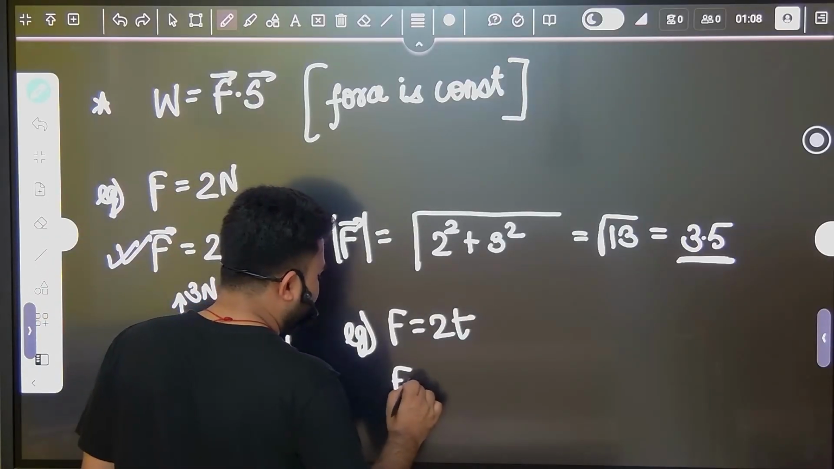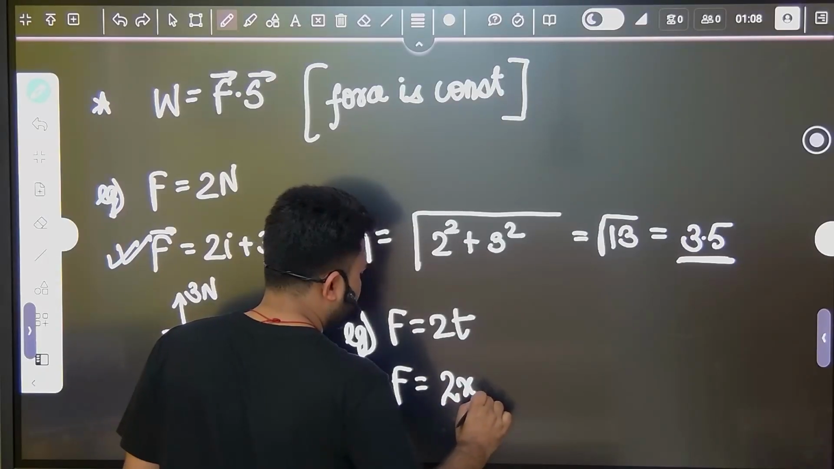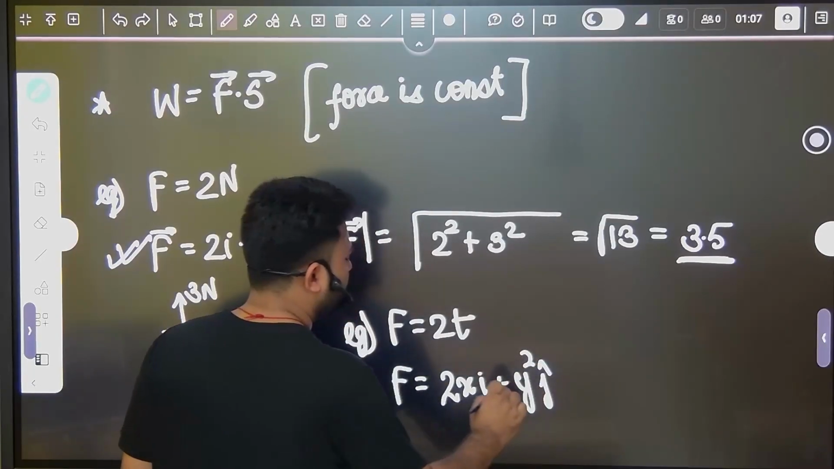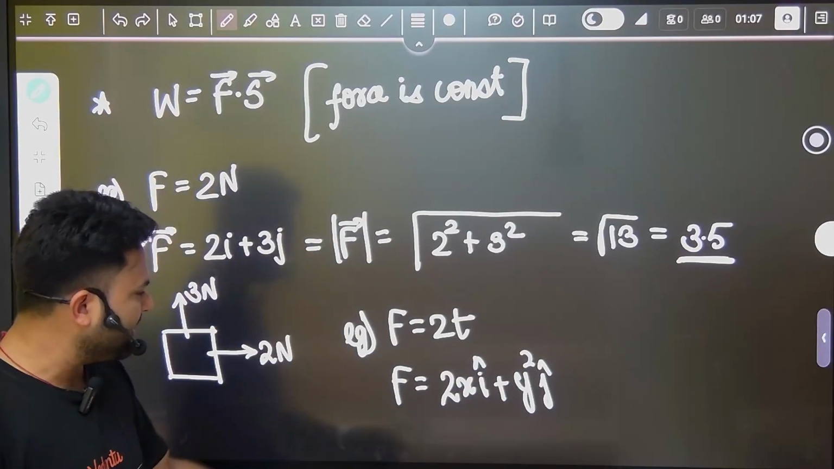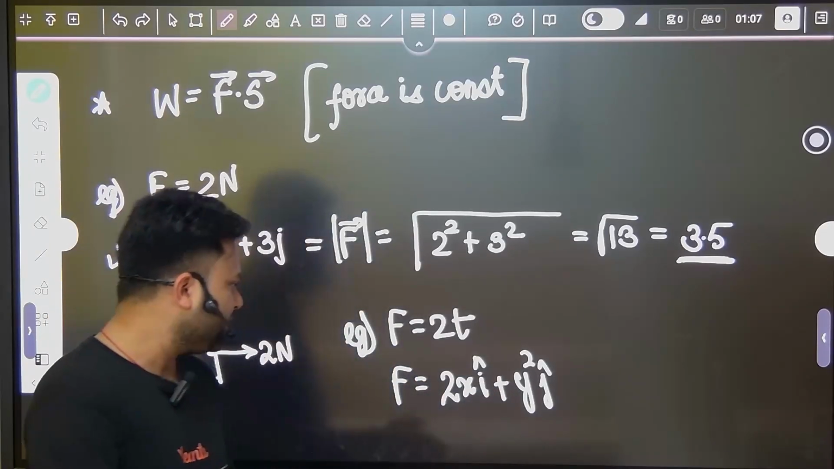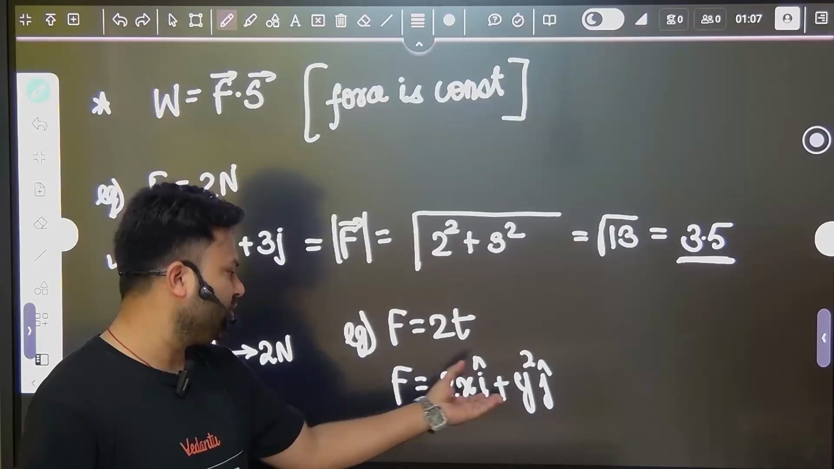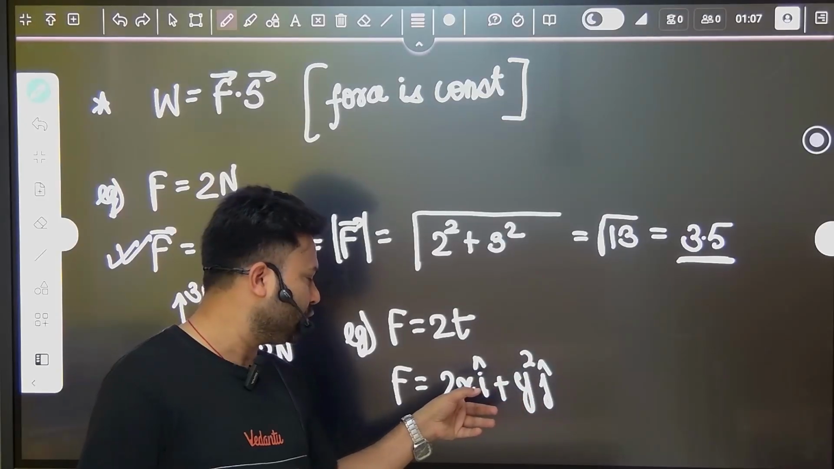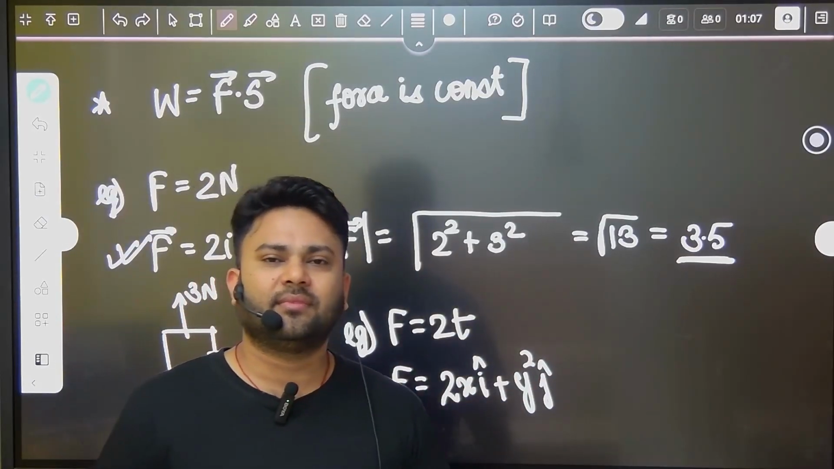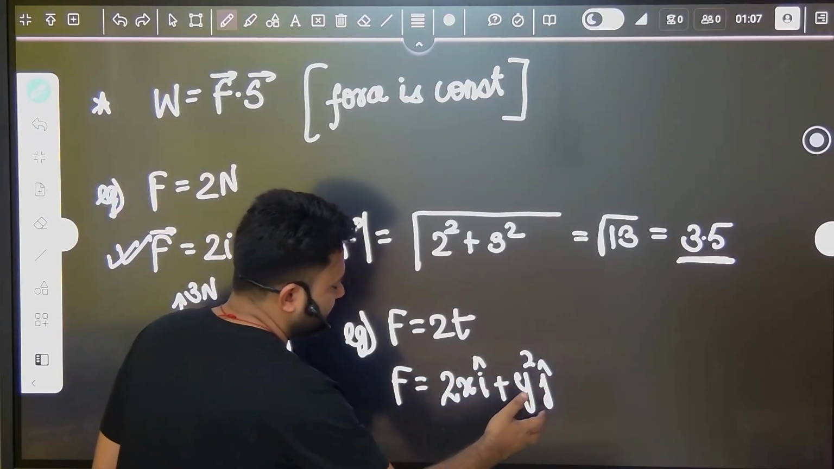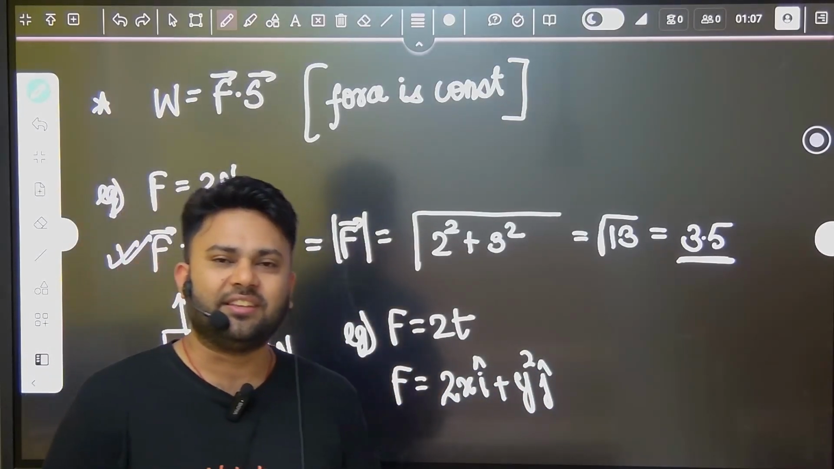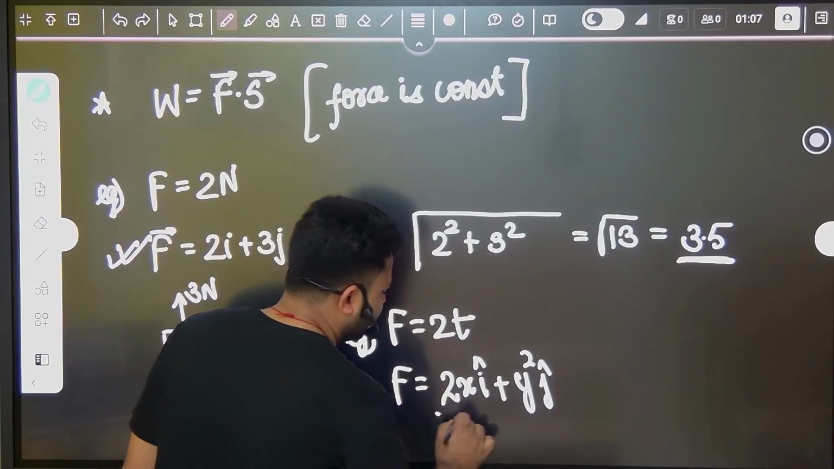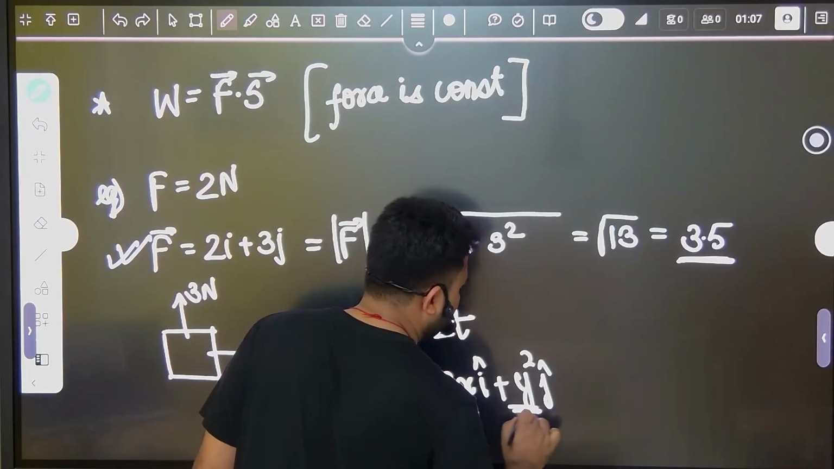Suppose you see that force is like 2x i cap plus y square j cap. See, this is a variable force. It depends upon x and y coordinate. If x value is 0 and y value is 0, force is 0. If x and y value is 1, then it is 2 i cap plus j cap. So see, you change x, the value of force will also change. So this is a variable force. Correct? So this is the x component of the force, and this is the y component of the force.